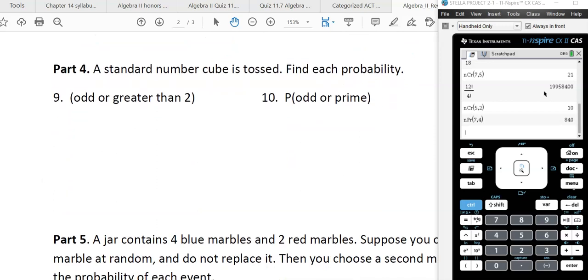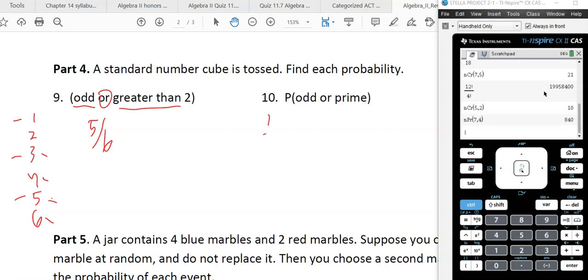Toss a die. I want to get odd or greater than 2. One way of doing this is 1, 2, 3, 4, 5, 6. Those are the outcomes, right? Odd would be the 1, the 3, and the 5. Greater than 2 would be 3, 4, 5, and 6. So pretty much every number has a mark by it, except for 2. So I would say it's 5 out of 6, because or includes either one. It doesn't have to be both.